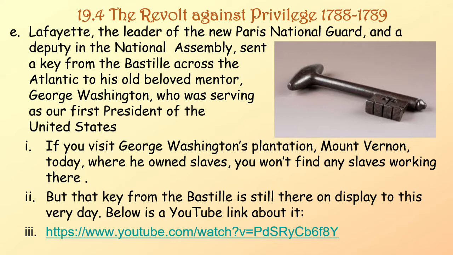Lafayette, the new leader of this new Paris National Guard and a deputy in the National Assembly, sent a key from the Bastille across the Atlantic to his old beloved mentor, George Washington, who was serving as our first president of the United States. And if you visit George Washington's plantation, Mount Vernon, today, where he owned slaves, you won't find any slaves working there. But that key from the Bastille is still on display to this day. And below is a YouTube link about it.